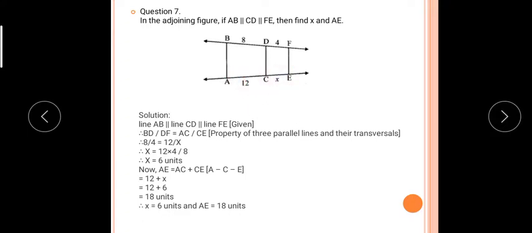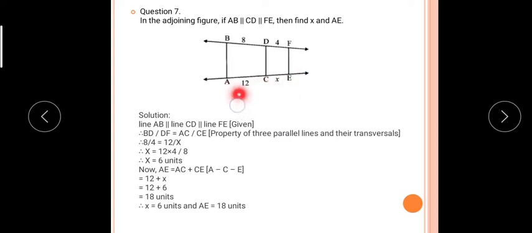All of you know the three parallel lines. If these three parallel lines and two transversals are there, then the transversals divide both the lines in equal proportion, and by the property of three parallel lines, what you can write down, BD upon DF is equal to AC upon CE. So BD upon DF is equal to AC upon CE. Therefore 8 upon 4 is equal to 12 upon X. So X is equal to, you have to shift this 12 to this side, you will get X is equal to 6. So now this is 12, this is 6.